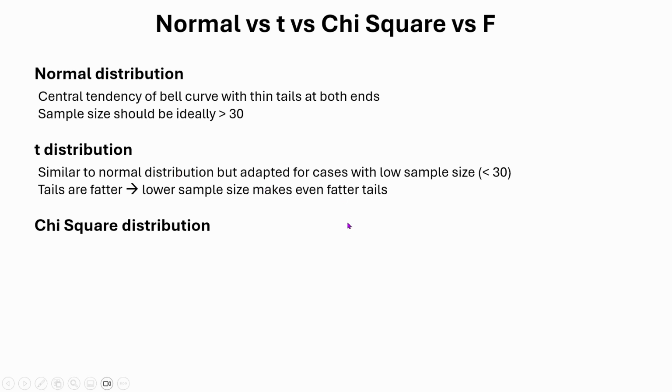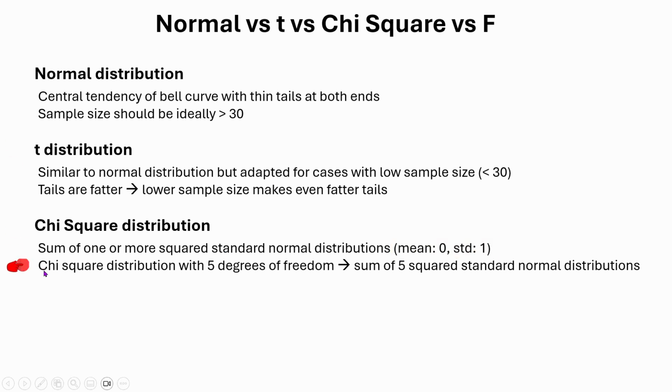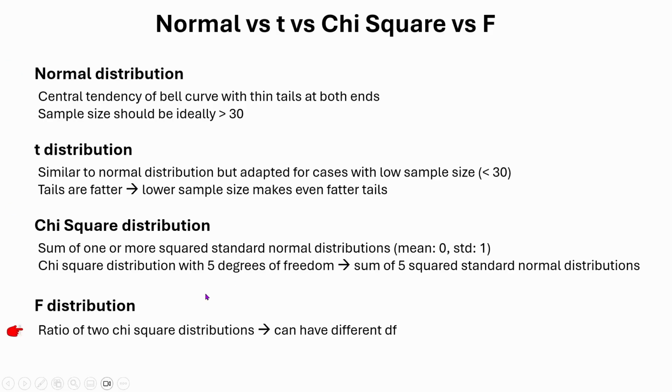Chi-square distribution is actually a generalized version. It is inherited from the normal distribution, so it is nothing but the sum of one or more squared standard normal distributions. That means Z1 squared plus Z2 squared plus Z3 squared and so on and so forth. Standard normal distribution has mean 0 and standard deviation of 1. So when we say a chi-square distribution with 5 degrees of freedom, that means it is a sum of 5 squared standard normal distributions. Okay, finally F distribution. F distribution is nothing but the ratio of two chi-square distributions, and those two chi-square distributions can have different degrees of freedom. For example, we talked about 5 degrees of freedom right here.